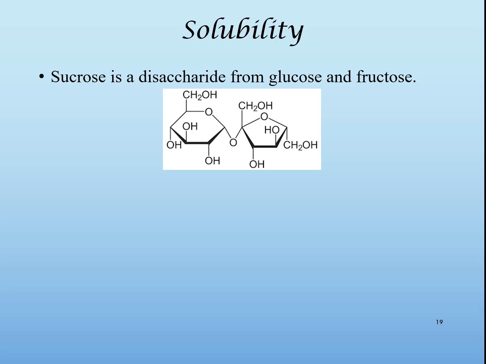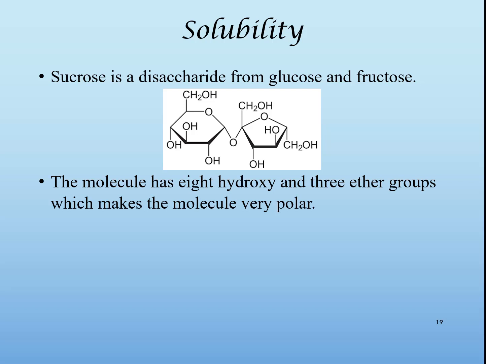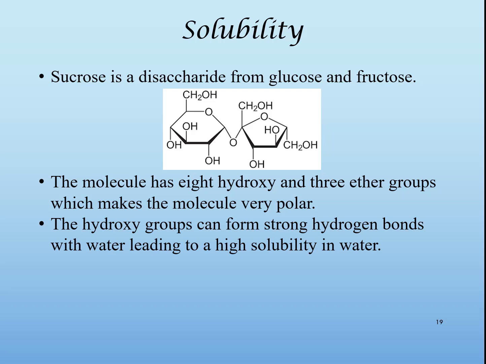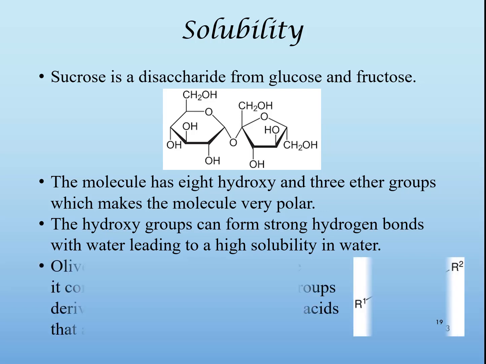glucose and fructose. And we see that this molecule has 8 hydroxy groups and 3 ether groups, which makes the molecule apparently very polar. The 3 ether groups can form hydrogen bonds as acceptor, and the hydroxy groups can act as hydrogen bond donor and hydrogen bond acceptor. As a result, this compound dissolves very well in water because it can form a lot of hydrogen bonding.